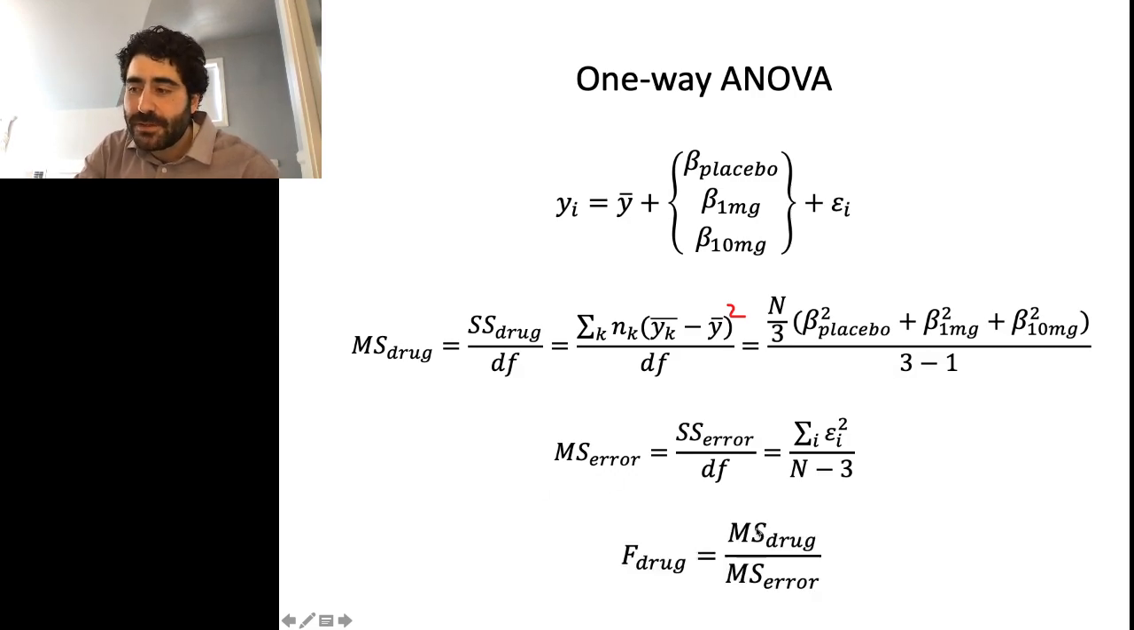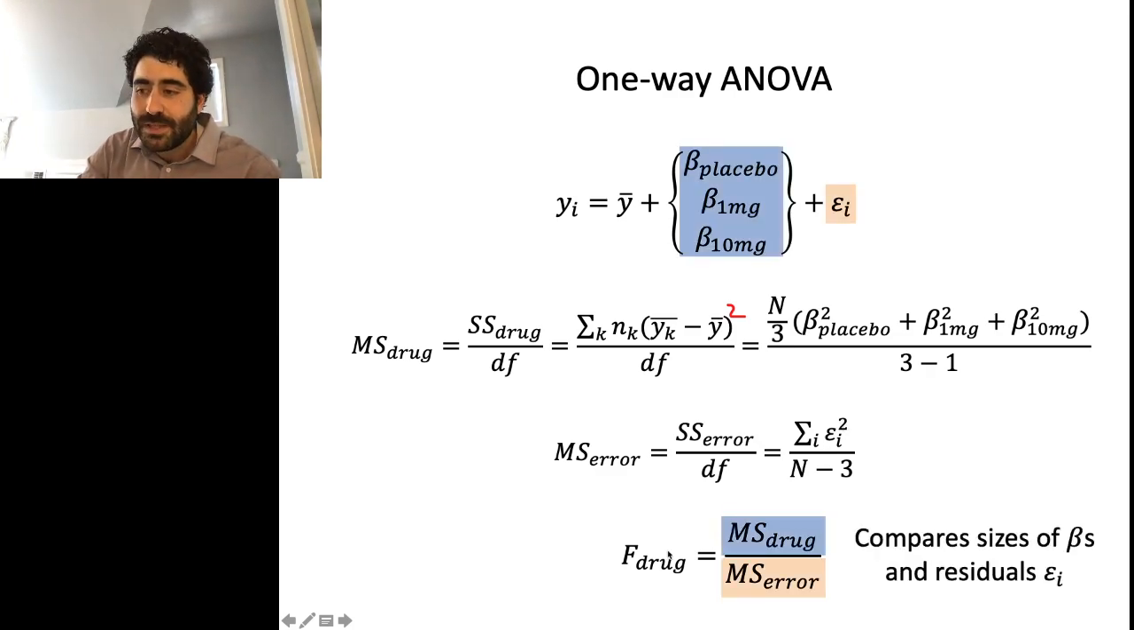And so our F-score for an ANOVA is this mean squares for our drug effect divided by the mean squares for our error. So if you look at the actual terms here, this mean squares drug is basically the sum of the squares of our betas, and this mean squared error is the sum of the squares of our residuals across subjects. So what this F ratio is doing is comparing, in this model, the size of this adjustment versus the size of all these residuals. What our F ratio is telling us is which is playing a more important role in this model. Are these adjustments really useful and important?